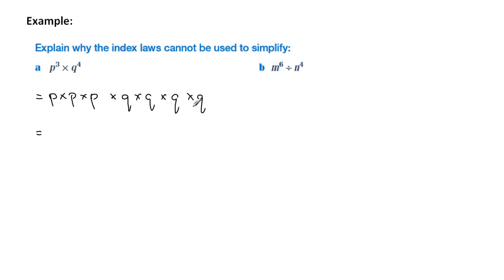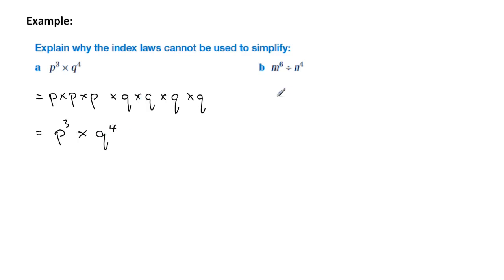Now I think you can see quite clearly that you can't group these together. So in this particular case, you can't match them up with these, so that just simply stays as p to the 3, and this one over here is q to the 4. So there's no way at all you can add the powers here because the bases are not the same.